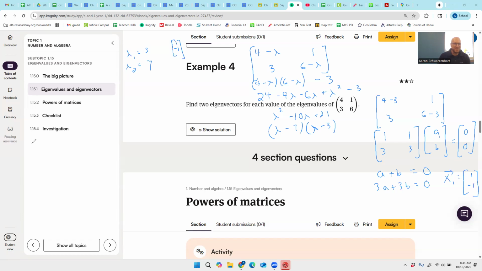Now let's do the other one. 4 minus 7, 1, 3, 6 minus 7. -3, 1, 3, -1.